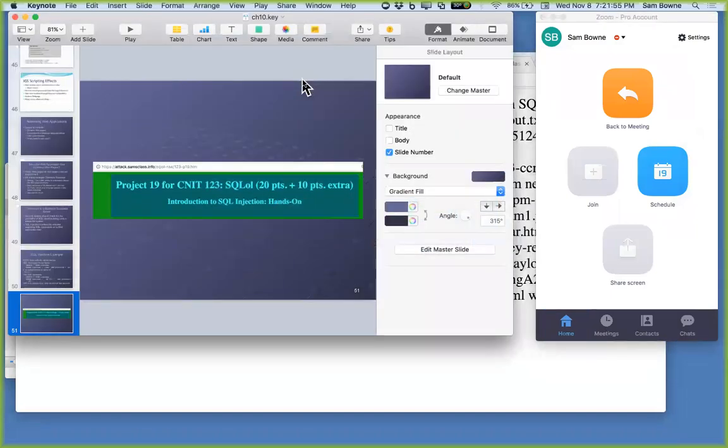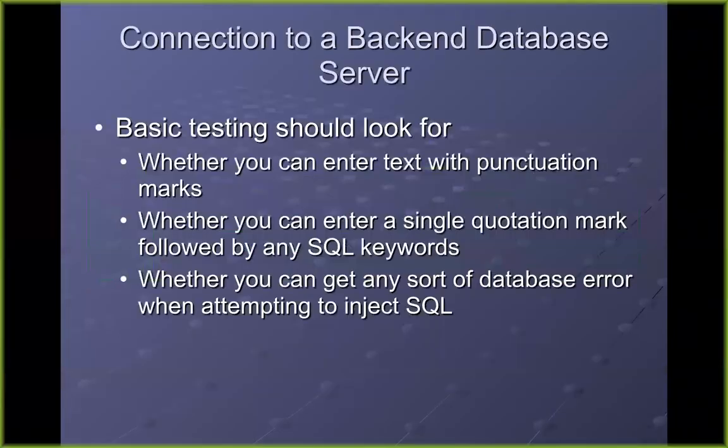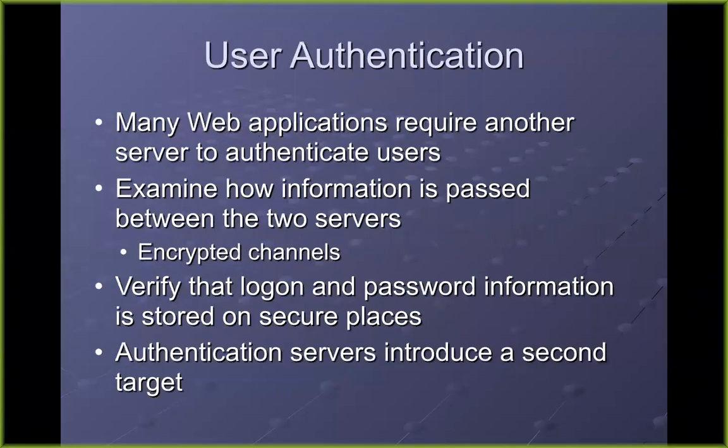Now, these are very good questions. Anyway, that's why I knew it was important to go through that. So you have a connection to a database server, so you're probably putting in text with punctuation marks, single quotation marks, double quotations, things like that. And if you get database errors, that would indicate you might have a SQL injection vulnerability. Now, you often have another server to authenticate users that has a database with names and passwords or something else in it. And so you might consider how the data is moved between the two servers, see if it's encrypted, see if the login and password information is stored in secure places, and see if you can attack the authentication server and steal the authentication data.